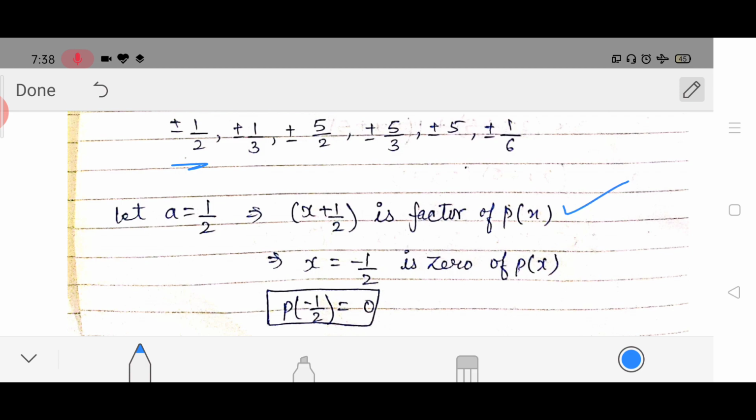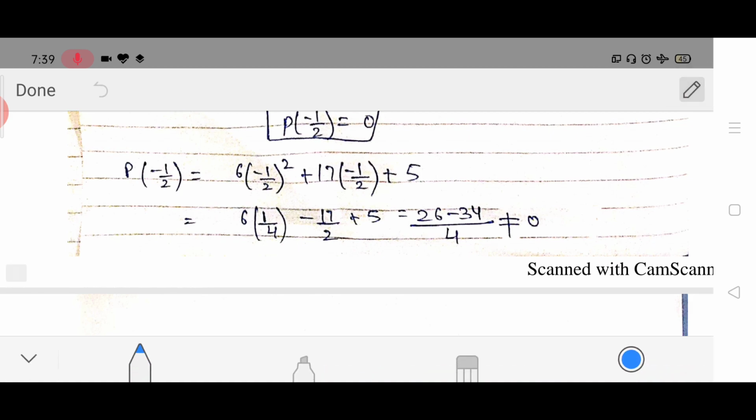If x plus 1 by 2 is a factor, then x equals -1 by 2 is the 0. So if you put -1 by 2 in the polynomial, you should get 0. Okay, this is our condition. अगर a is equals to 1 by 2 factor है तो -1 by 2 पुट करने पे वैल्यू 0 आनी चाहिए, ये कंडीशन है. So let us see if we get 0 by putting -1 by 2 or not.